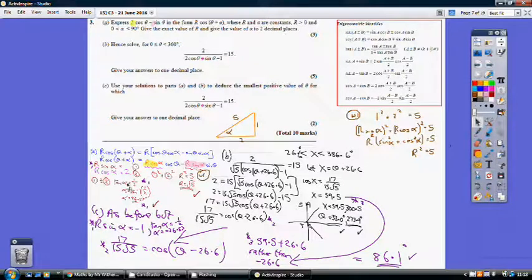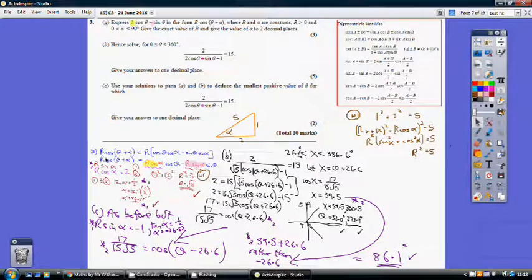So if we divide 1 by 2, that gives us tan alpha being a half, so alpha equals 26.57 degrees. And then if we square 1 and we square 2 and add them together, we get r squared equaling 5, so r equals root 5.